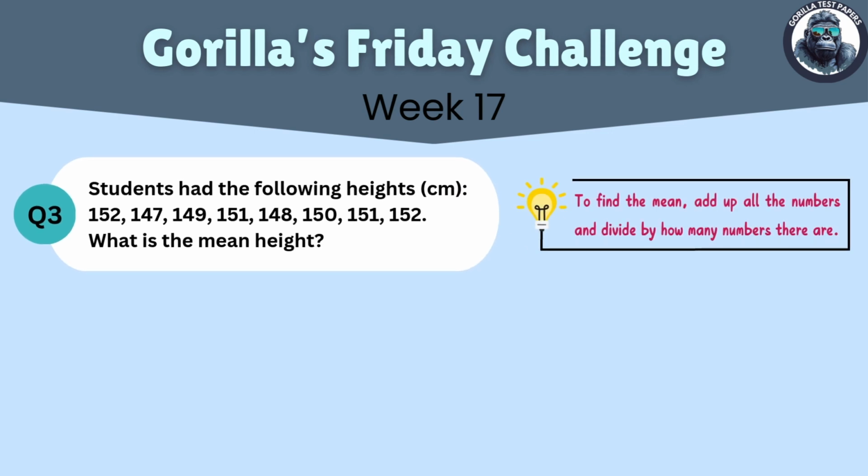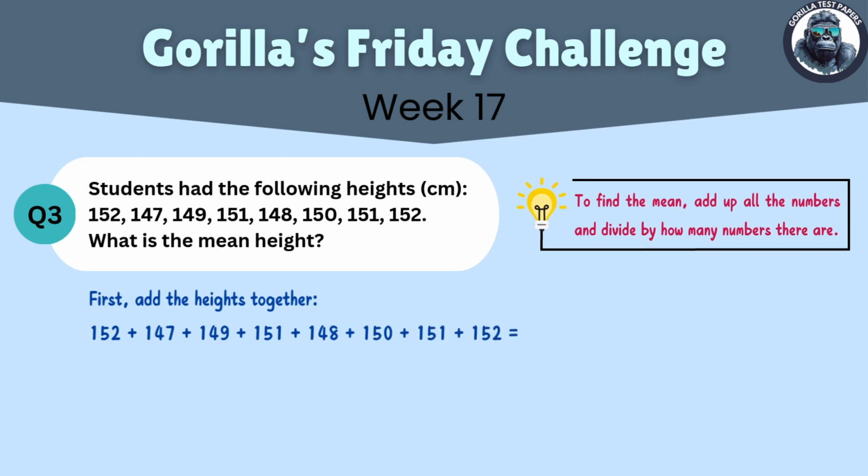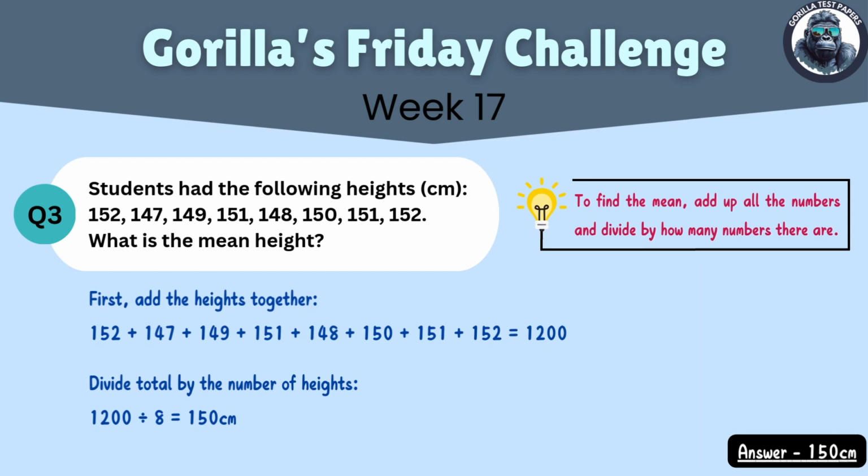So using the same method as before, we first want to add up all of the heights. So we do 152 plus 147 plus 149 plus 151 plus 148 plus 150 plus 151 and plus 152. That gives us a total of 1,200 centimeters. Now we want to divide this total by 8 since there are 8 heights. So we do 1,200 divided by 8, which equals 150 centimeters. This means that the mean height is 150 centimeters. This is the answer for this question.